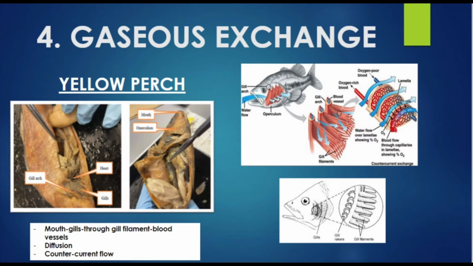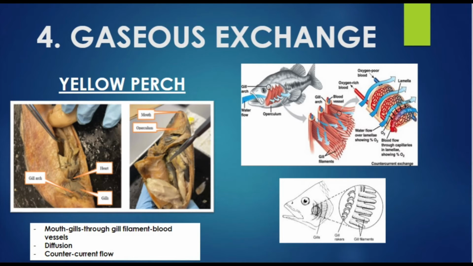For the yellow perch, it has gills, which are the gas exchange structure. When the perch opens its mouth, the pressure reduces inside its mouth, creating a low pressure region resulting in water rushing through the mouth. When it is full, it closes the mouth, forcing the water through the gills. The water contains dissolved oxygen.